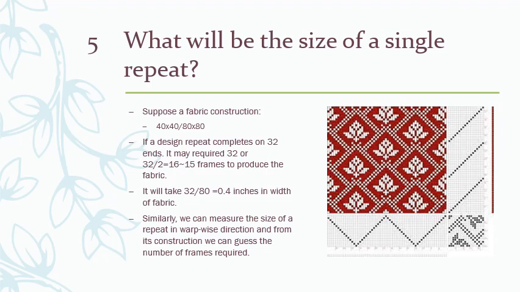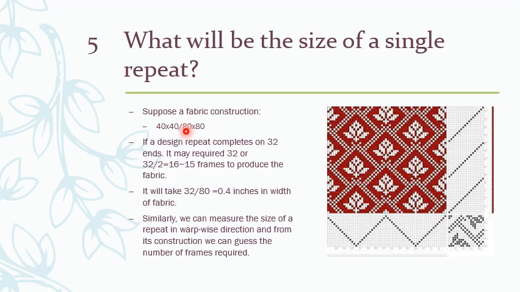Suppose a fabric construction, as you can see on the right over here. This fabric, let's suppose, is to be made, and we need to decide if it is going to be made as a Dobby fabric or a Jacquard fabric. So another way of doing this is we can look at the repeat of the design and see how big the size of this repeat is. Suppose that we need to produce a fabric that is 40 40 80 80, that is 80 ends per inch.